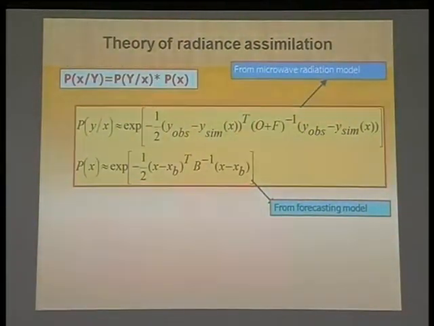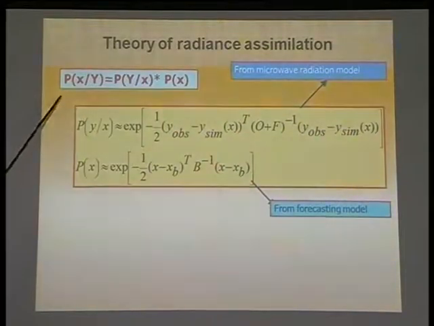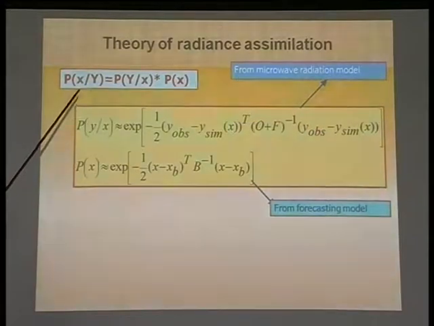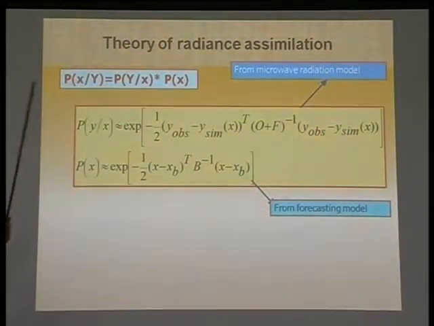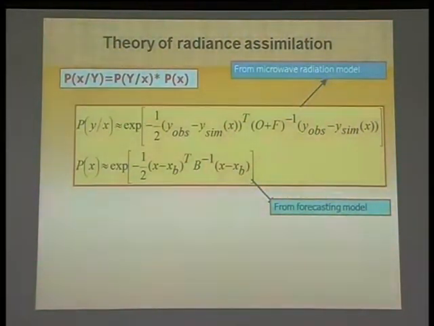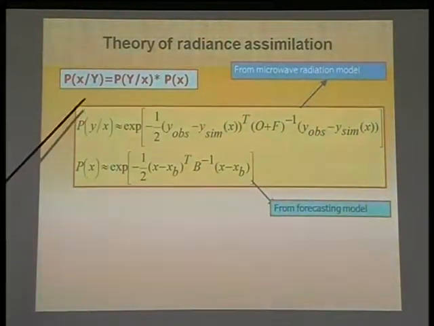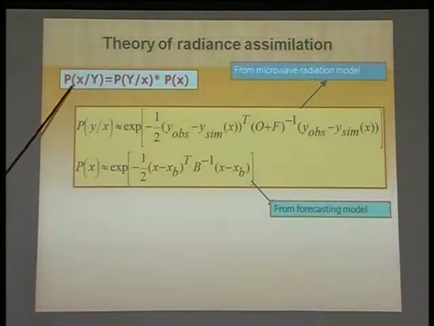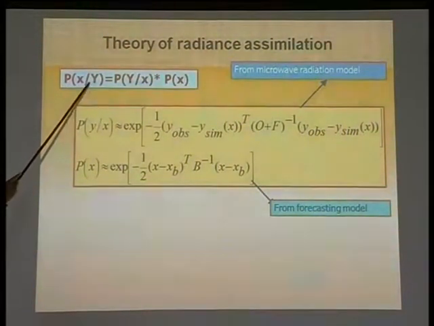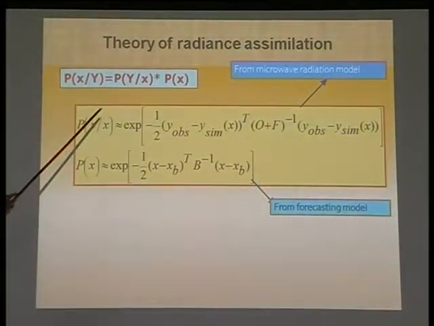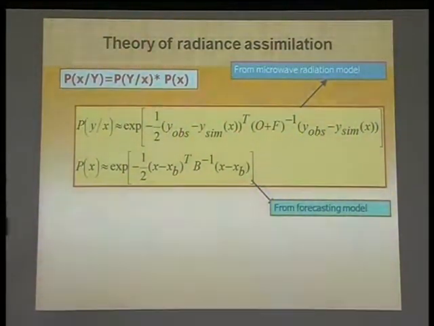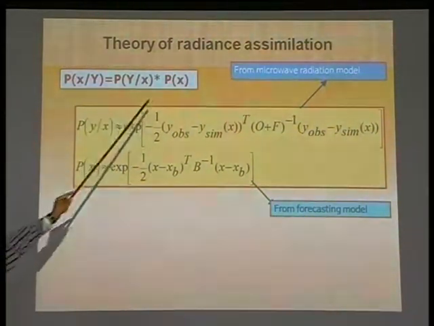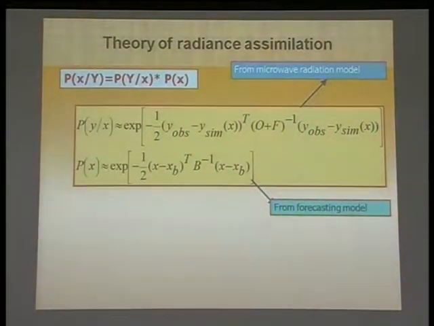The theory of radiance assimilation is as follows. This is what is typically known as the Bayesian framework. The probability of finding the state of the atmosphere X for a given set of observations Y, where Y could be the brightness temperatures of your infrared sounder or of your microwave imager, is equal to the probability of getting a set of brightness temperatures for the given state of the atmosphere X, multiplied by any prior information you already have about the state of the atmosphere.